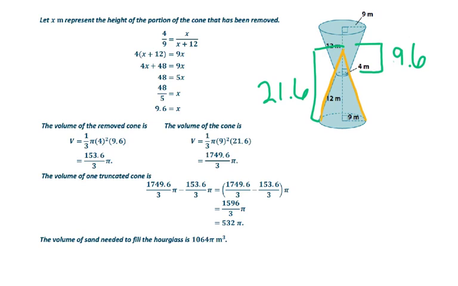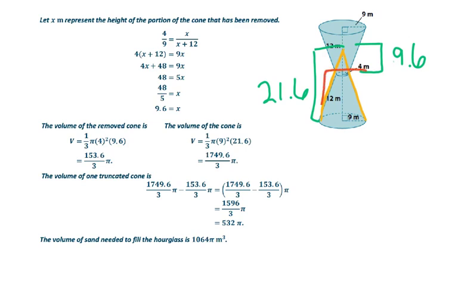And then go back to that concept that this actually was an entire cone when we started, so that's volume equals 1/3 pi 9 squared, right? So here's your 9 down here. We just figured out that the height is 21.6. And when you work that all out, you get 1,749.6 over 3 pi.